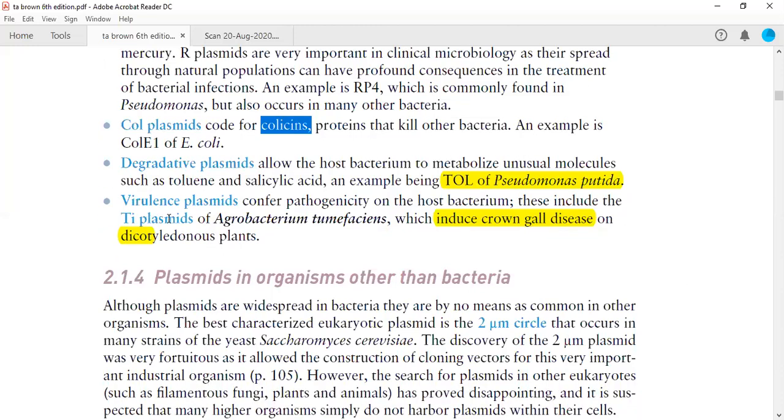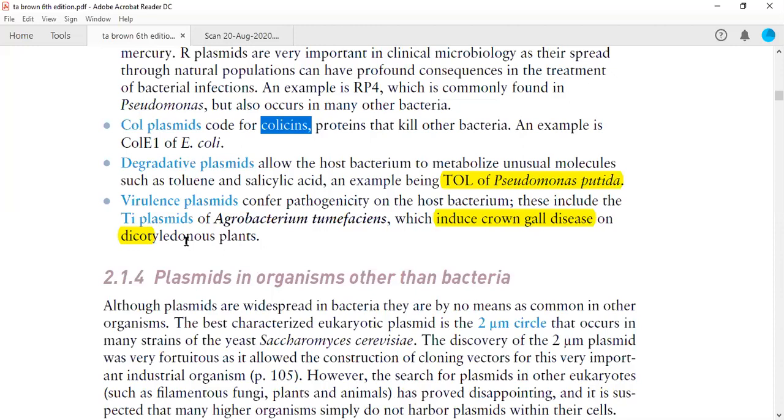We have discussed the Ti plasmid because it is found in Agrobacterium tumefaciens, and the question is generally asked. So you need to know this Ti plasmid is found in Agrobacterium tumefaciens. It is the genetic engineer of the plants, and induces crown gall disease only in monocots. Oh, sorry, only in dicots. So it will cause this crown gall disease only in dicotyledonous plants, not in monocots.